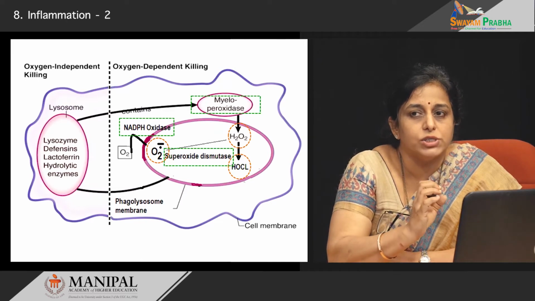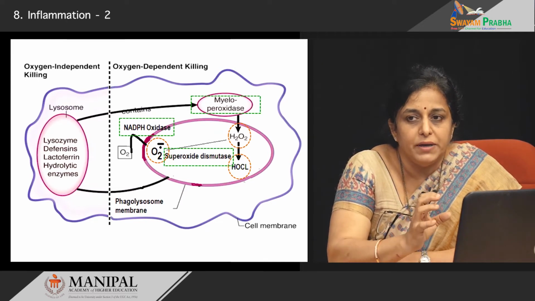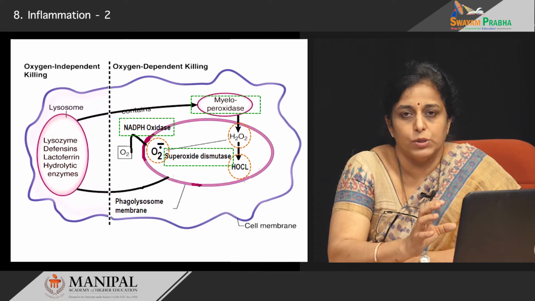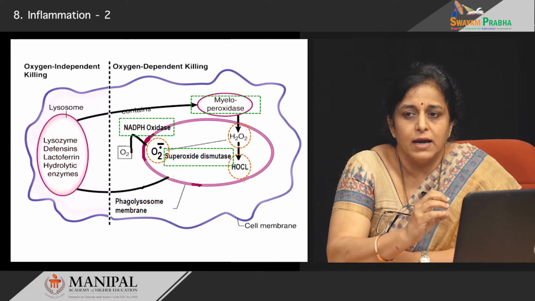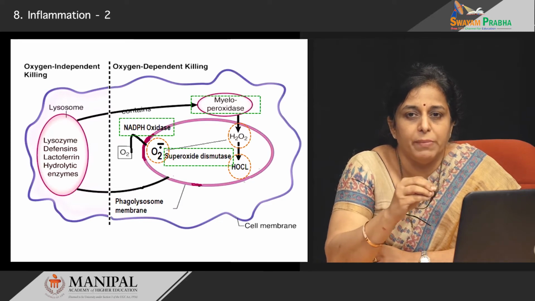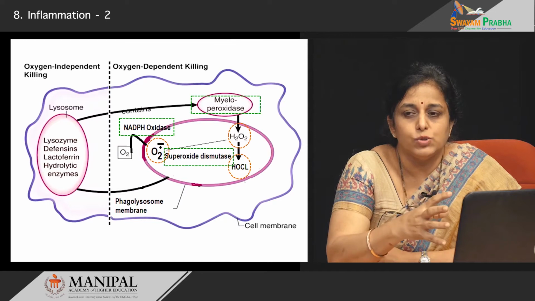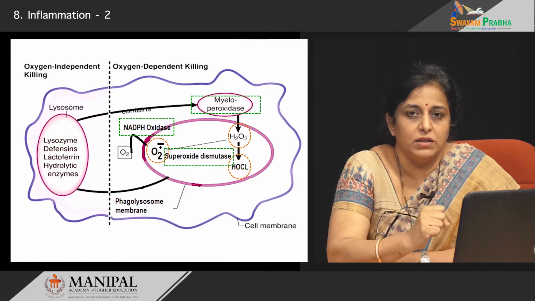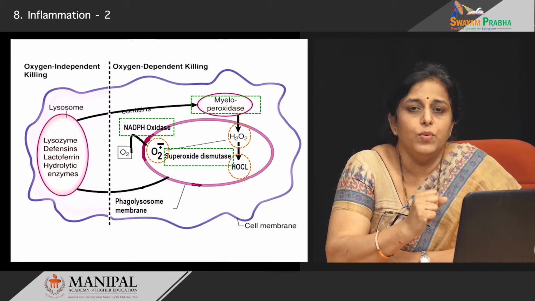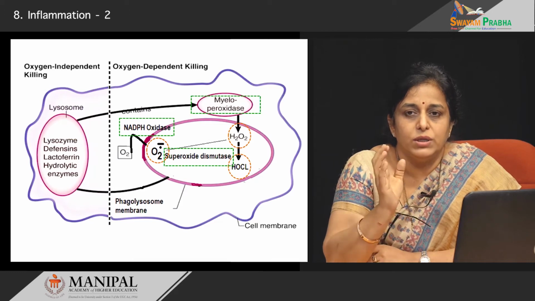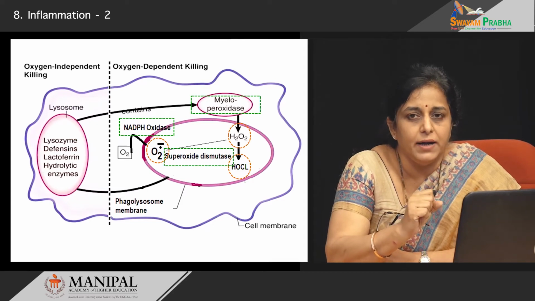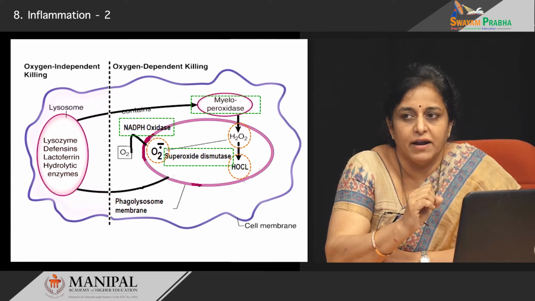Now, let us look at the oxygen independent killing. Oxygen independent killing involves the various toxic substances and enzymes which are present within the lysosomes, which include lysozymes and defensins. Now, these defensins form pores on the bacterial cell wall, causing increased water entry and bacteriolysis. Lactoferrin is another substance within the lysosome which is toxic, and there are various other hydrolytic enzymes. So, there is oxygen independent killing and oxygen dependent killing. However, oxygen dependent is a very powerful bactericidal mechanism.